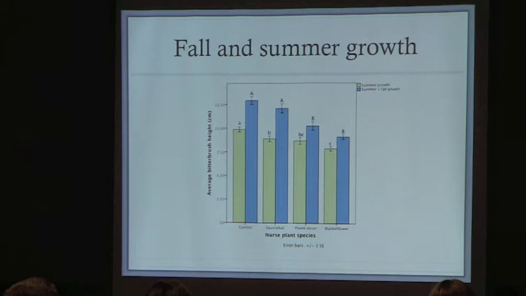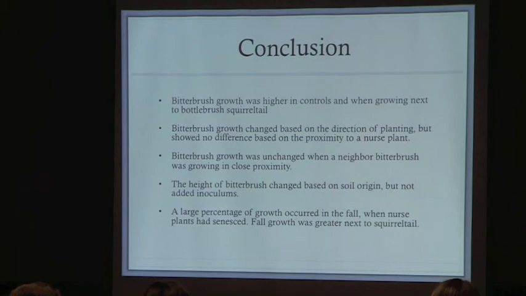And if you look at the summer growth, the bitterbrush growing around squirrel tail was on average smaller in height, but when we measured again, there seemed to be somewhat of a temporal shift between the two seasons, and those differences were not significant when we looked at those measurements again between control and squirrel tail. So bitterbrush growth was higher in the controls and when growing around bottlebrush squirrel tail.